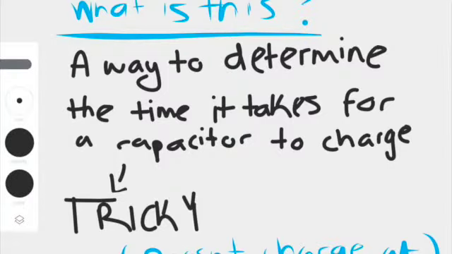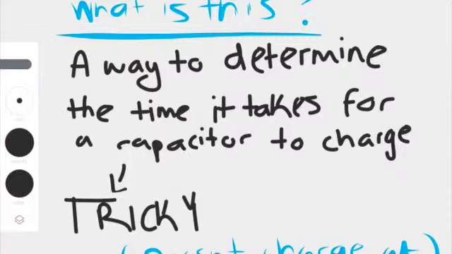So what is the time constant? The time constant is a way to determine the time it takes for a capacitor to charge. As we mentioned in the previous video on capacitors, they soak up the voltage and charge themselves like a battery. Now, while the calculations are usually simple in electronics, based off what I've told you so far, this one is kind of tricky.